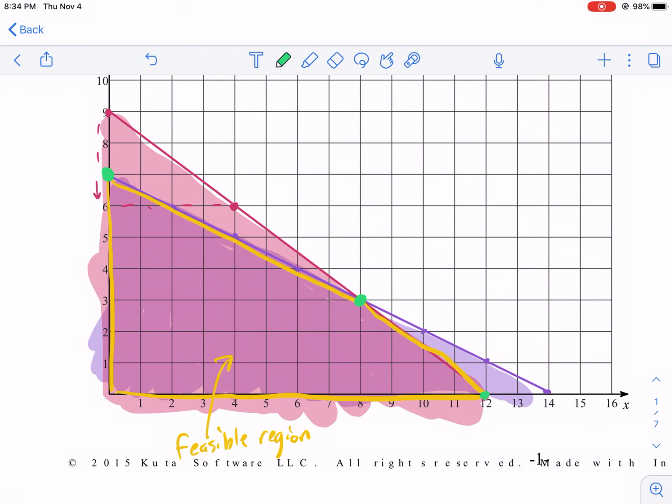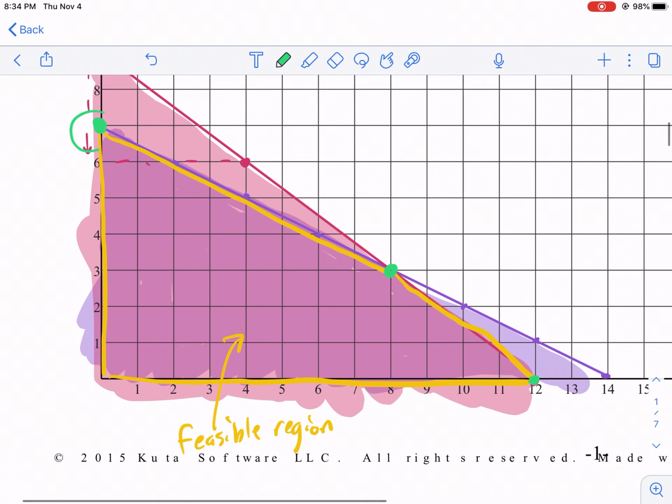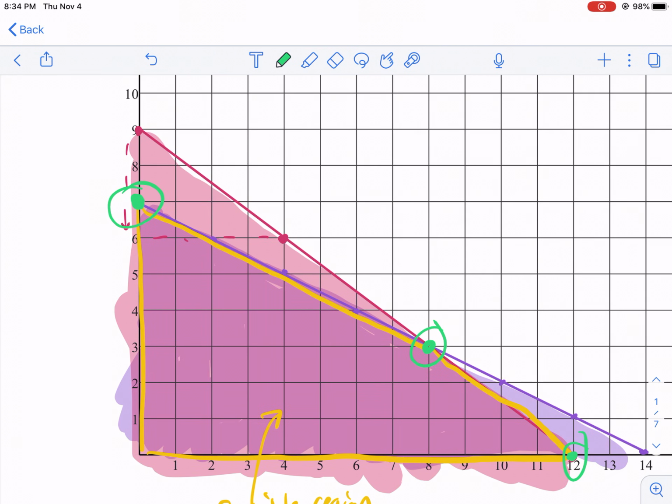We want to maximize the amount of storage for everything, so that's why we go to the maxes, the extremes, here, here, and here. And what are those points? We need to know what the x and y values of those points are.